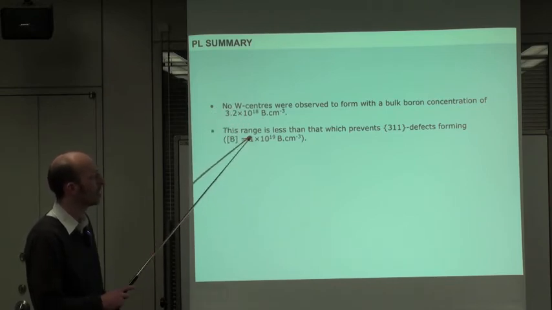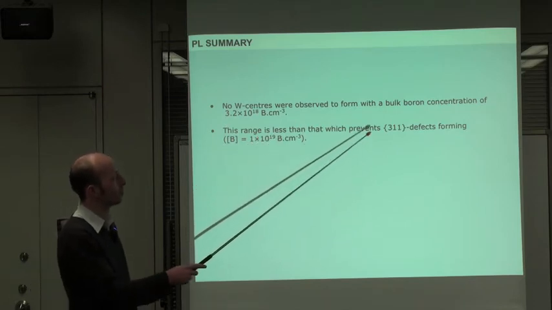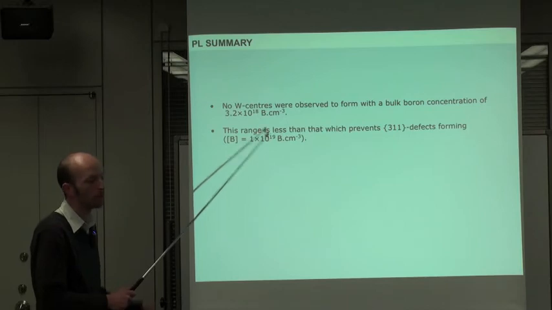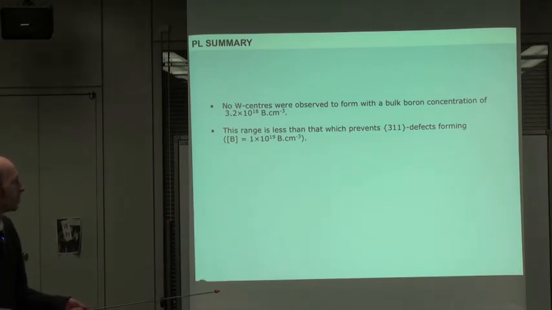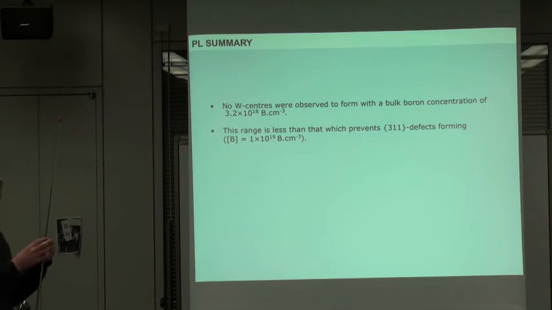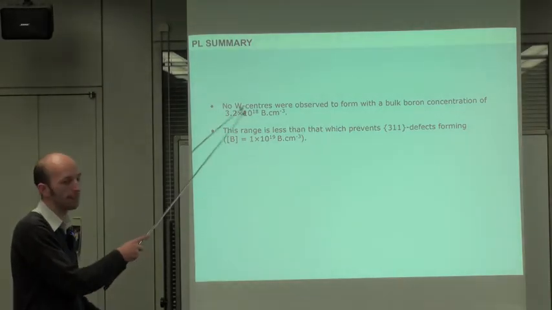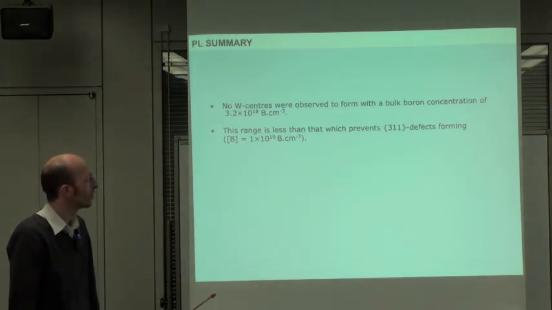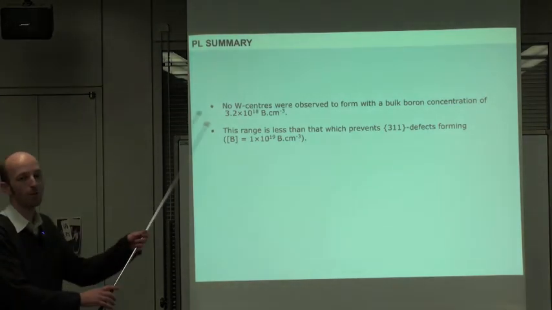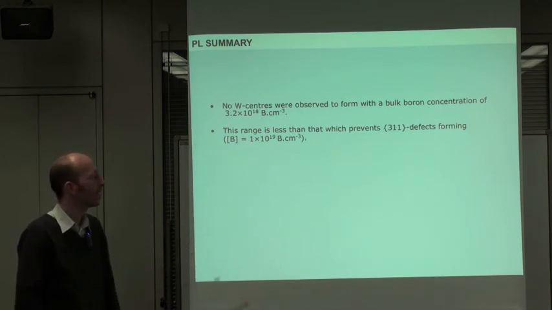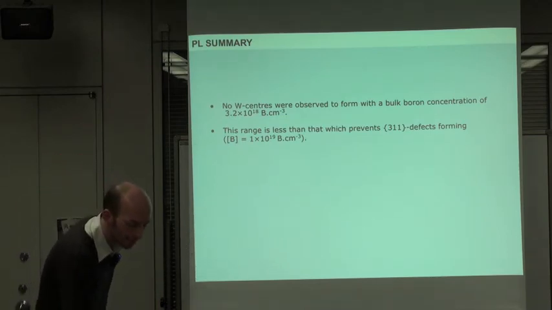This range is a lot less than that which prevents 311 defects, which is 1E19. It's quite close, but an order of magnitude. For higher temperature anneals, the boron clusters emit interstitials, so this could explain this discrepancy here. So we're going to keep on going with this work, and we'll also look at the dislocations formed by ion implantation. So that should be exciting.